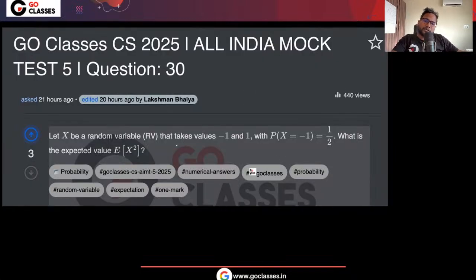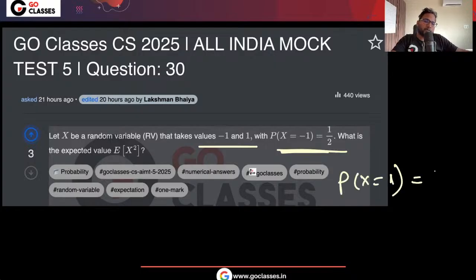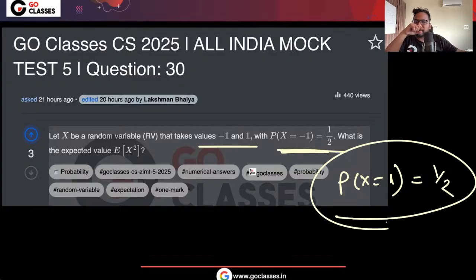Now let's see this question. Let x be a random variable that is taking the value -1 and 1, and probability of x being -1 is 1 by 2. And that is obvious that probability of x being 1 is also 1 by 2, because x is only taking two values.